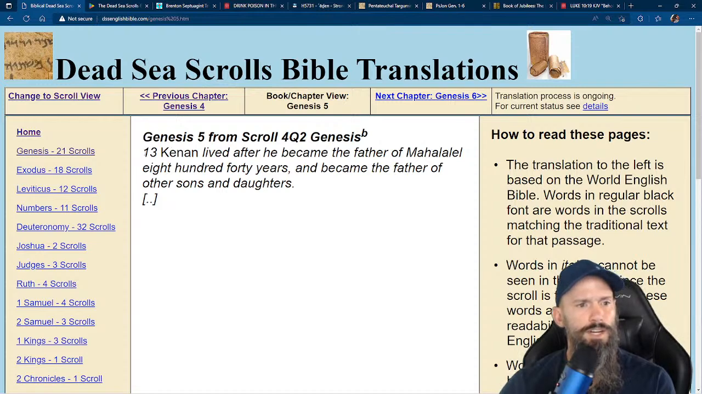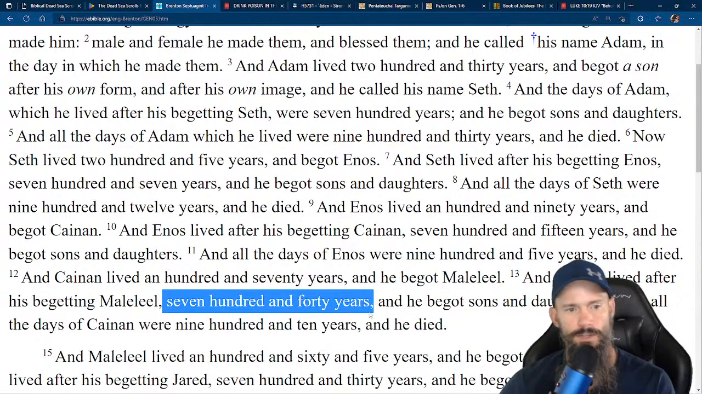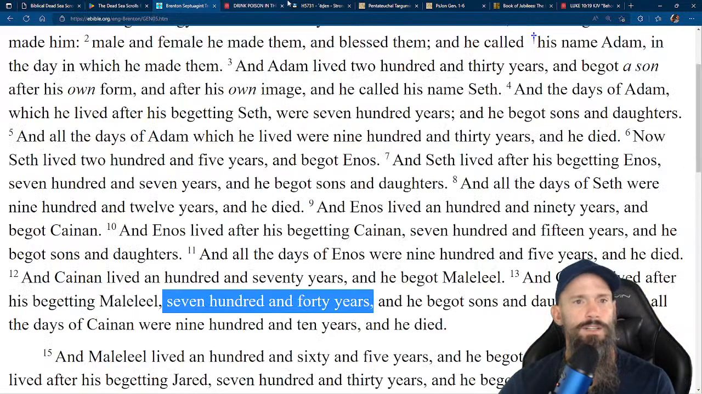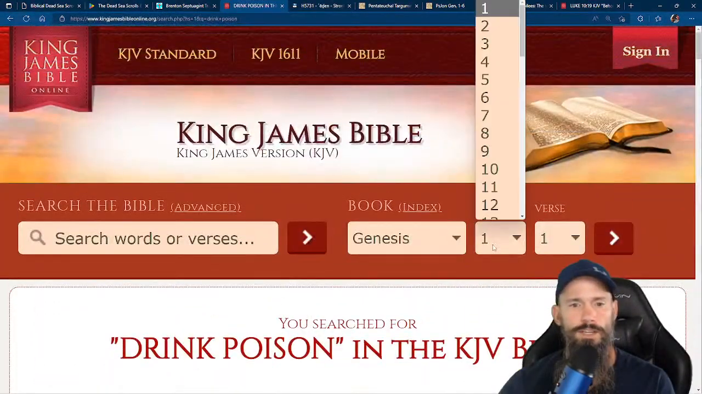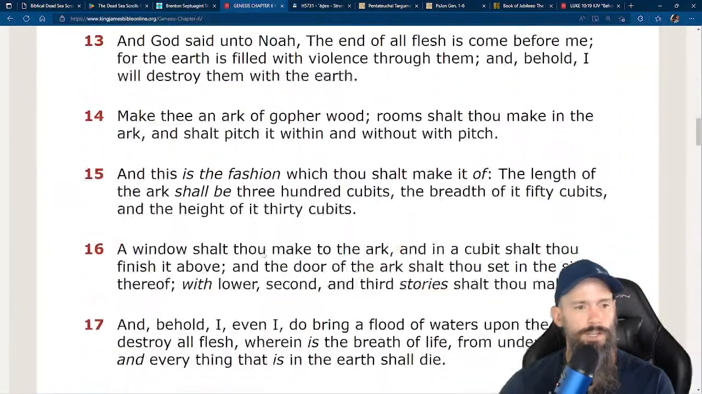It says, and here Canaan lived after he became the father of Mahalalel 840 years and became the father of sons and daughters. So 840 years. Canaan, 740. So Septuagint's got 740. Dead Sea Scrolls got 840. Now you get to go on the wild goose chase. Because somebody thinks they can change scripture. That's annoying.